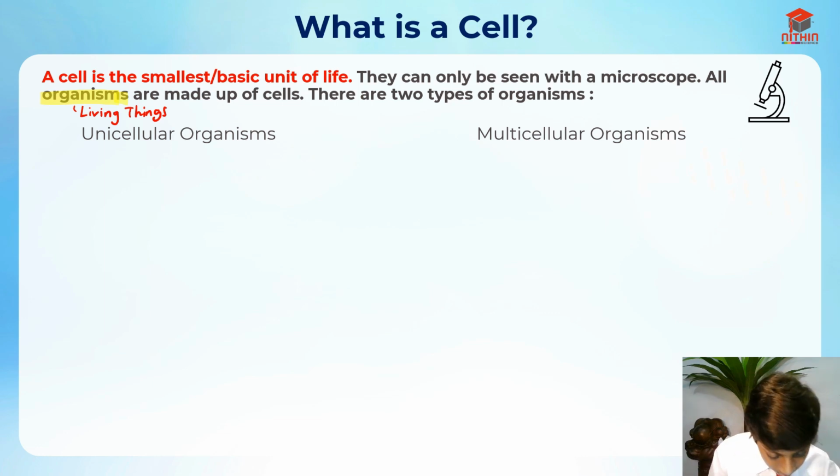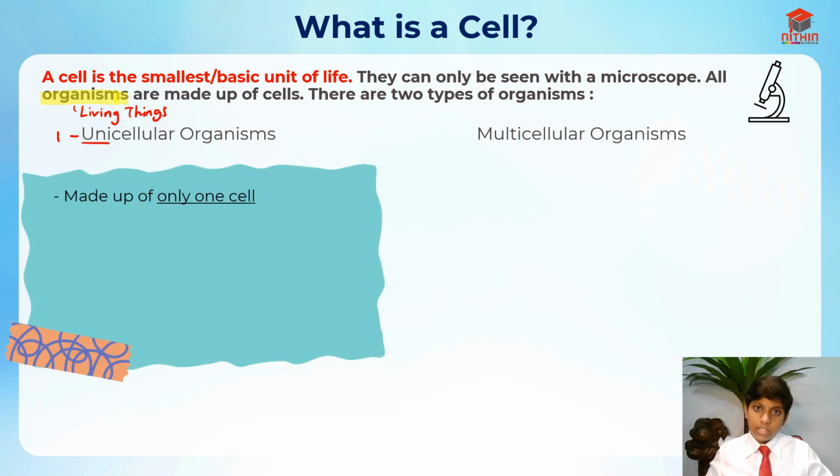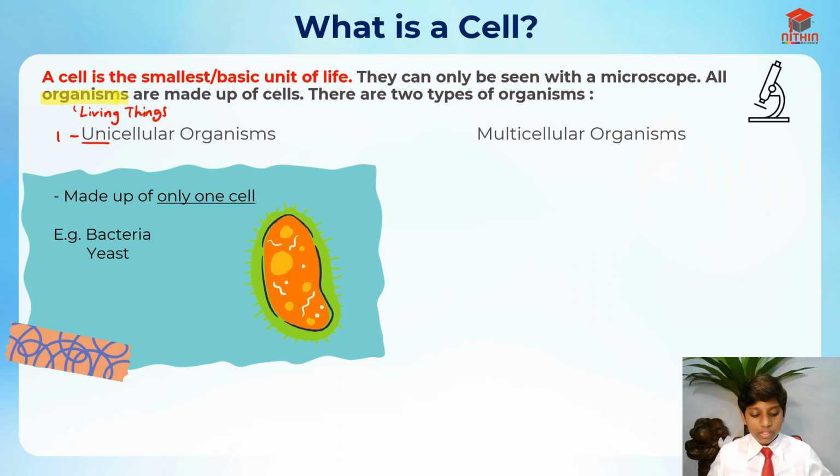So unicellular organisms, can you see this part? Uni, right? What does uni mean? Uni means one. So unicellular organisms are actually made up of one cell, only one cell. Examples are like bacteria and yeast. So this is a bacterial cell over here.